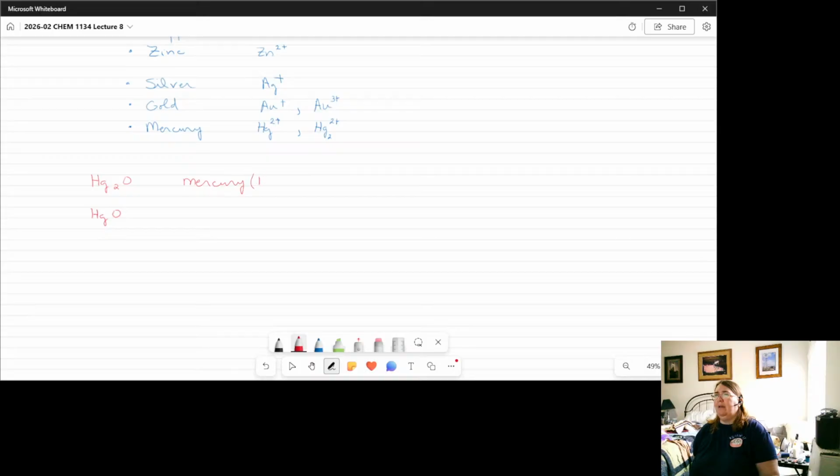The first one we would name today mercury 1 oxide, because it's the +1 charge on mercury. This one we would name mercury 2 oxide. And in the old names, this would be mercurous oxide and mercuric oxide.